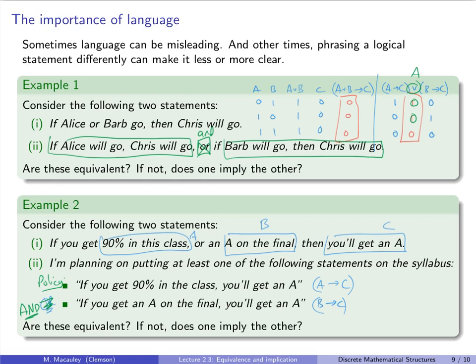So that really boils down to the importance of language. Sometimes language can be misleading. Sometimes what we say in our everyday life does not exactly match the logical meaning of the words, especially involving AND and OR. Okay, so it's something that's worth being aware of going forward.